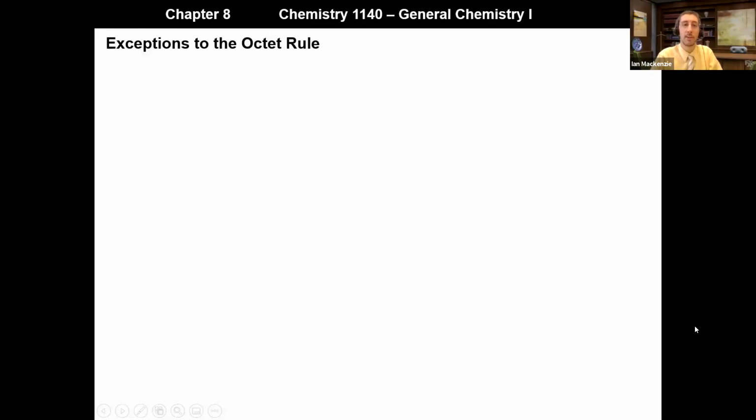So the last thing we have to do before we leave this section is return briefly to the octet rule and go through some exceptions to that rule. And there are actually several exceptions that we encounter. The first is any case where we have an odd number of valence electrons total. So if we have an odd number of valence electrons, we certainly can't satisfy the octet rule for all of the atoms. And so what do we do in those cases?